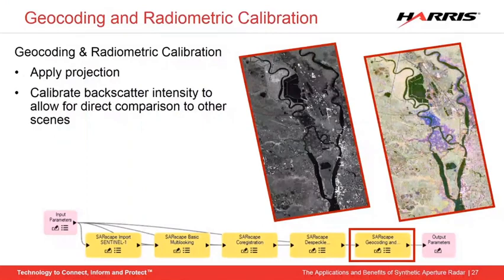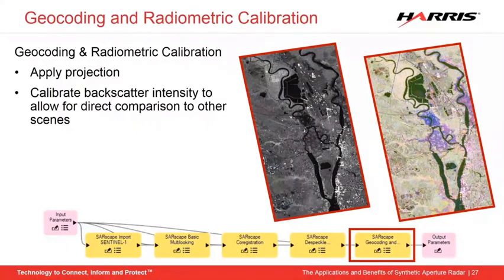The last step in your data processing before you get into any kind of analyses is geocoding and radiometric calibration. And this step applies a geographic projection to your scene, so it actually looks like something recognizable that you would see if you were flying over the area.